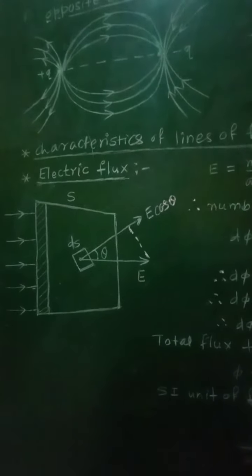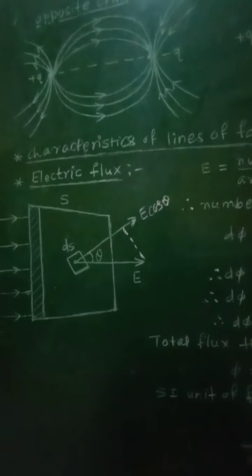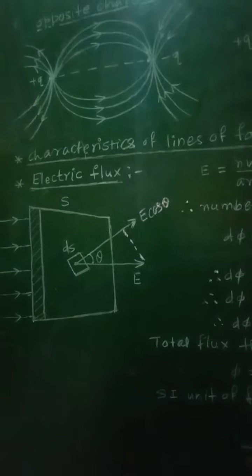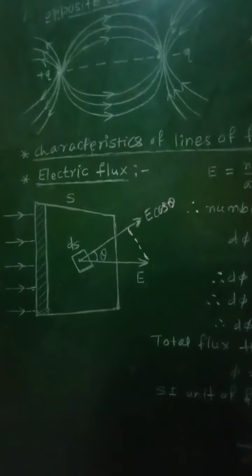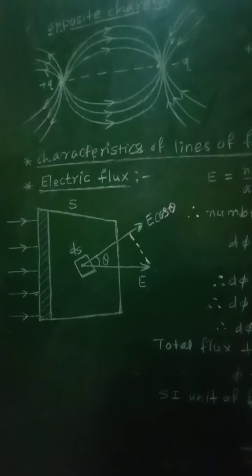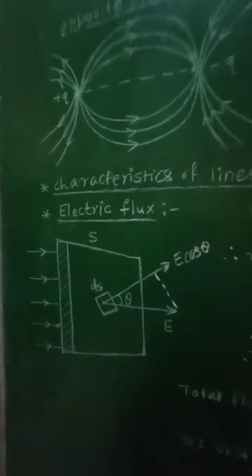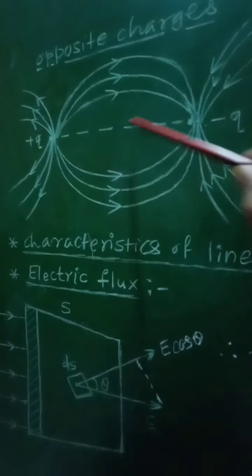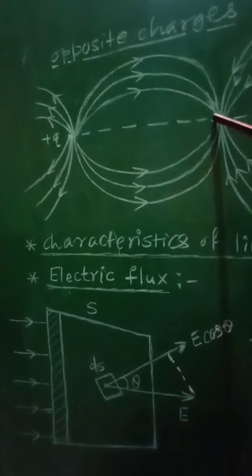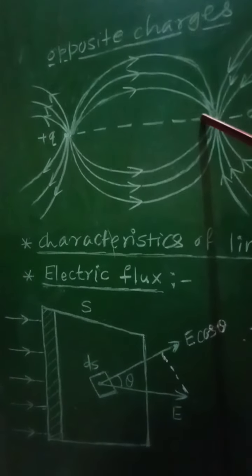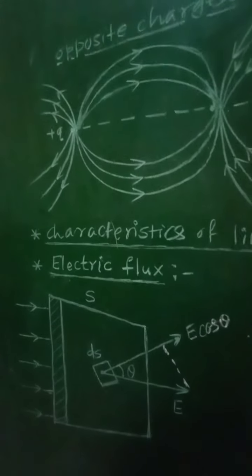Sixth characteristic: the electric lines of force are crowded in a region where the electric intensity is large, and therefore near the charges, where the electric intensity will be large, the electric lines of force are crowded together.